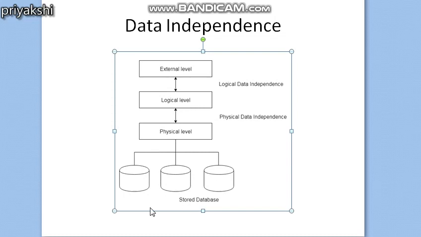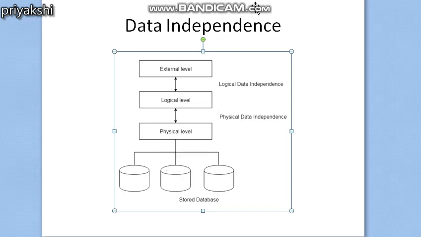Data independence is achieved through three levels of data abstraction, in particular the external schema, which is at the external level, and the conceptual schema, which is at the logical level, which provide distinct benefits in this area. We can use the three schema architecture to explain the concept of data independence.